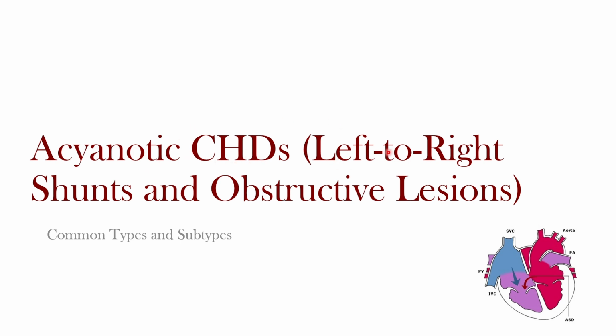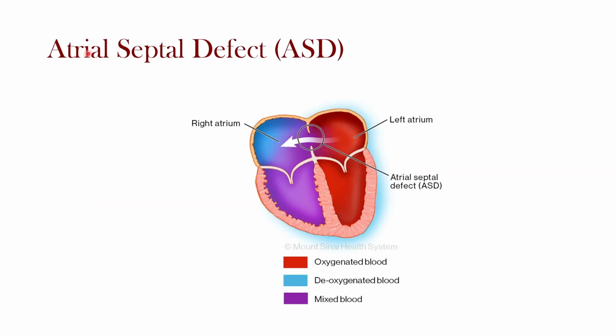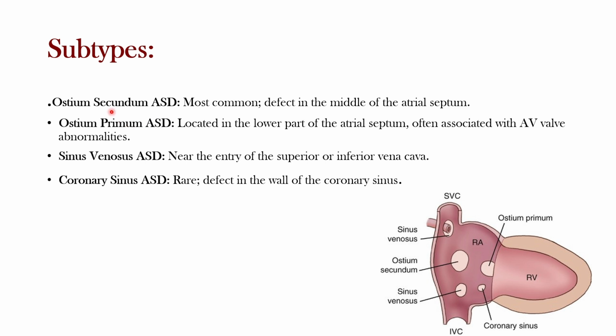For the acyanotic, the left to right shunts will have four main types. So let's get to know them. The first one is atrial septal defect. As we can see, it's present between the atria. This is the septum between them. We will have a defect here that will lead the blood to flow from the left to the right side. It actually has subtypes.